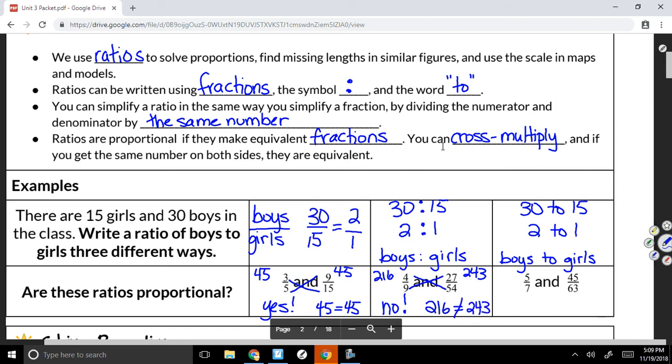All right, let's look at this last one. I've got 5/7 and 45/63. When I cross multiply, the 2 numbers that I get when I type them into my calculator to multiply are 315, and on the other side, 315. Since I got the same exact number, those are proportionate ratios. 315 equals 315, so I can write yes, they are proportionate.